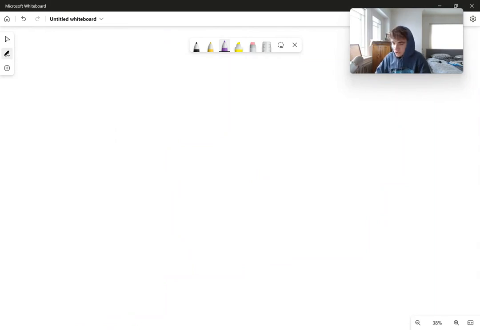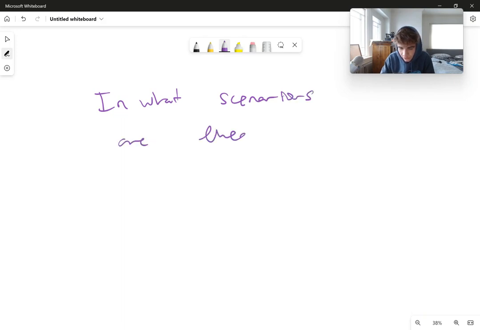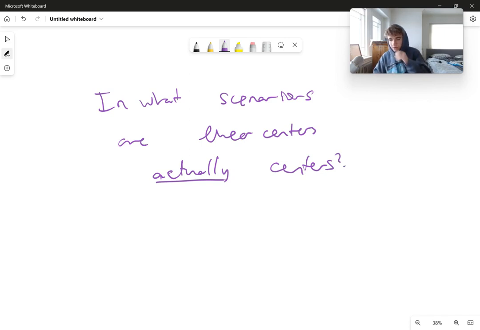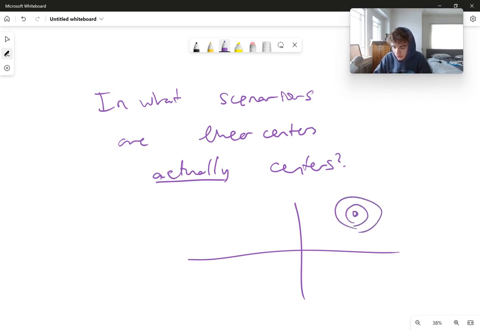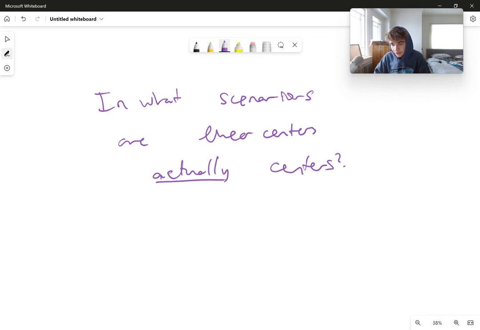Okay. And so we want to determine in what scenarios linear centers are actually centers. Say I have a phase portrait and a fixed point here, and I do the linearization and I get a center around this fixed point. How do I know if that's actually a center in the real system, or are the nonlinearities going to destroy that center? This is a fascinating question. It's very important in the field of physics.